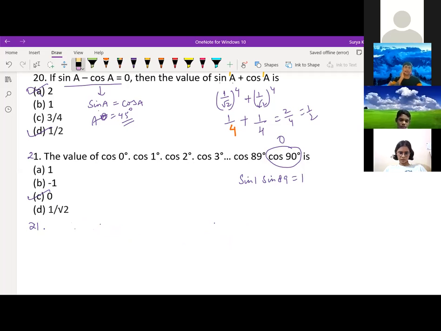First and last will get cancelled, children. Sin square may be there: sin square 1, sin square 2, and so on till sin square 89. This and this become 1, children. Find the value of this one: sin square 1, sin square 2, sin square 3, sin square 4, up to sin square 45. What is the answer? 1 by 2, right? All are in multiplication. So 1 by 2.